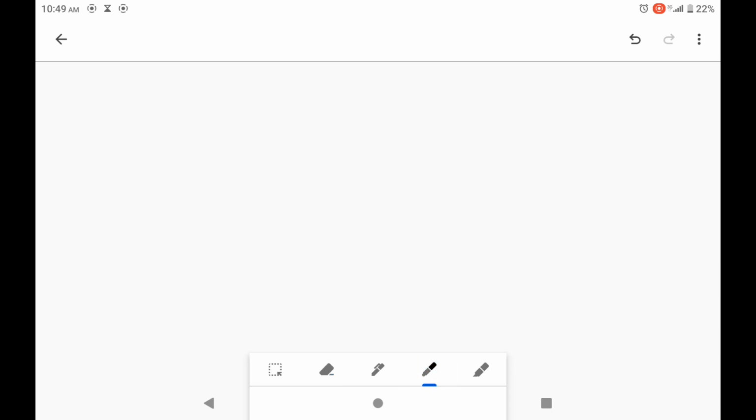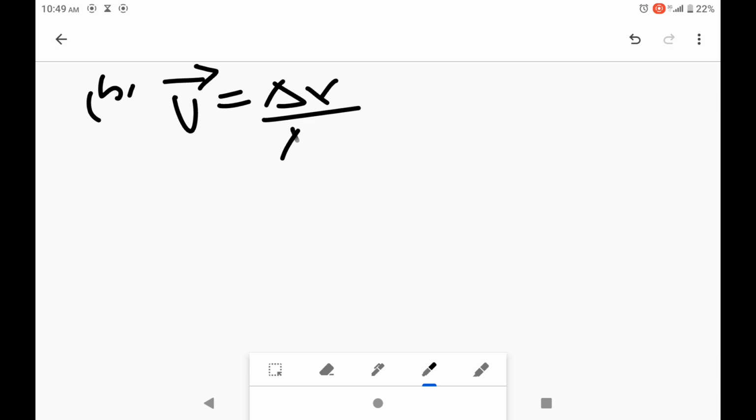So, how do we find the average velocity? We need to remember the formula. V equals delta x divided by time. So, what is our displacement?